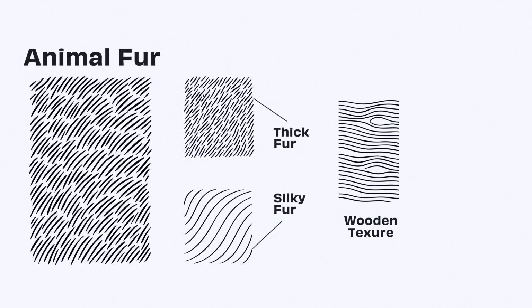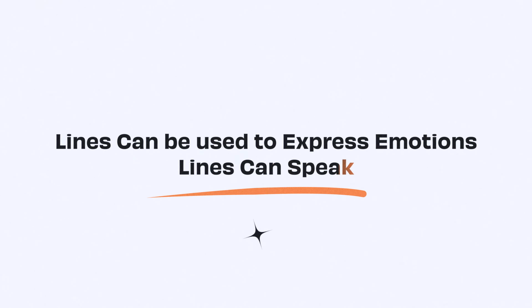Well, this one is important. Lines can be used to express emotions. Yes, lines can speak. The way a line is drawn can emotionally affect the viewer. There are several types of lines in design, and each can deliver different kinds of emotions.